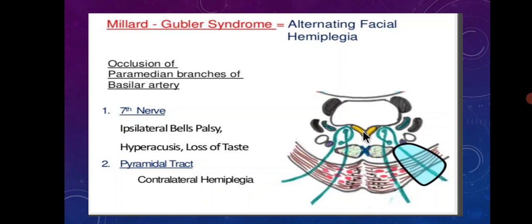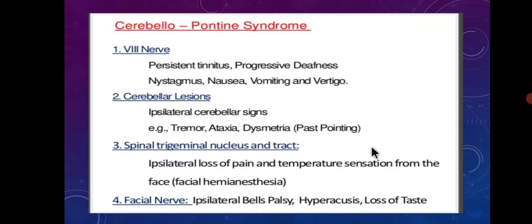Due to involvement of the 7th cranial nerve, there is ipsilateral Bell's palsy, hyperacusis, and loss of taste sensation. Due to involvement of the pyramidal tract, there is contralateral hemiplegia. Due to involvement of the abducent nerve, there is an ipsilateral medial squint. Thus the term abducent alternating hemiplegia is sometimes used, as there is ipsilateral medial squint and contralateral hemiplegia.